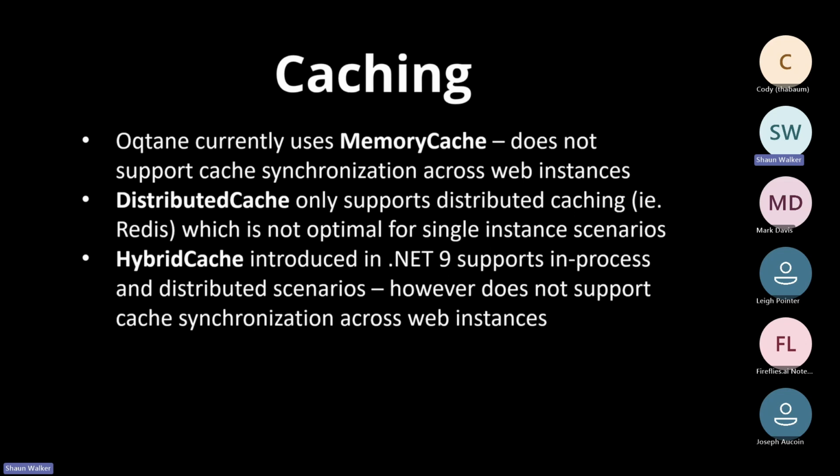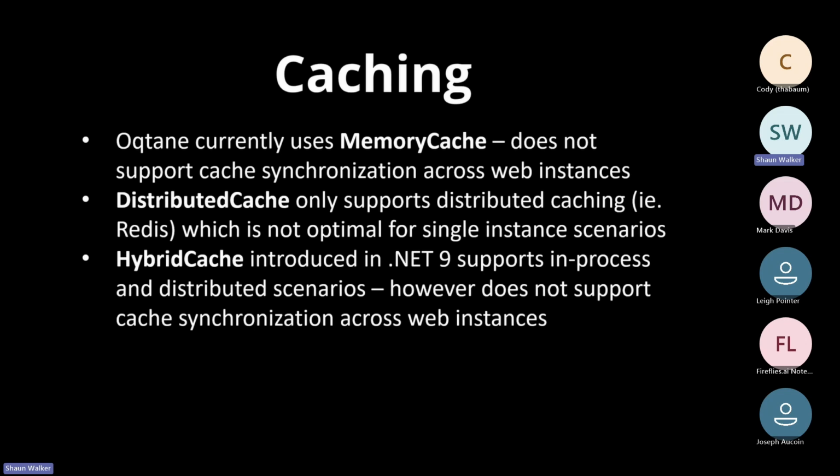So a bit of background, I guess, on the caching aspect of things. Oqtane currently uses the memory cache library, which is part of course the .NET Core. Memory cache is an in-process cache. It doesn't support scale out. It doesn't support cache synchronization across the different web instances, meaning, if you have multiple instances and you change some data on one of the instances, the other instance isn't aware that you've changed anything, and it would continue to use the same cache that it has in process. And so there has to be synchronization when you're using multiple web instances.